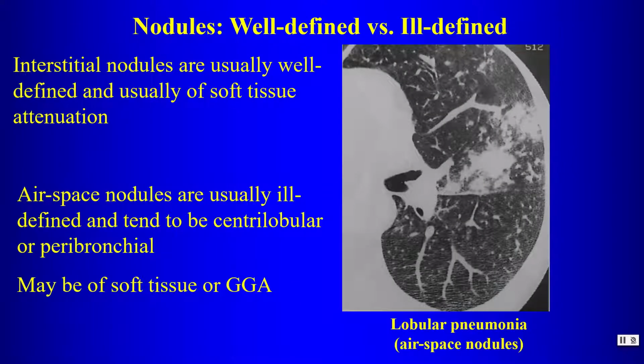So when we have airspace nodules, usually from inflammatory diseases, these are usually ill-defined, tend to be centrilobular or peribronchiolar. So this usually represents lobular pneumonia or bronchopneumonia.